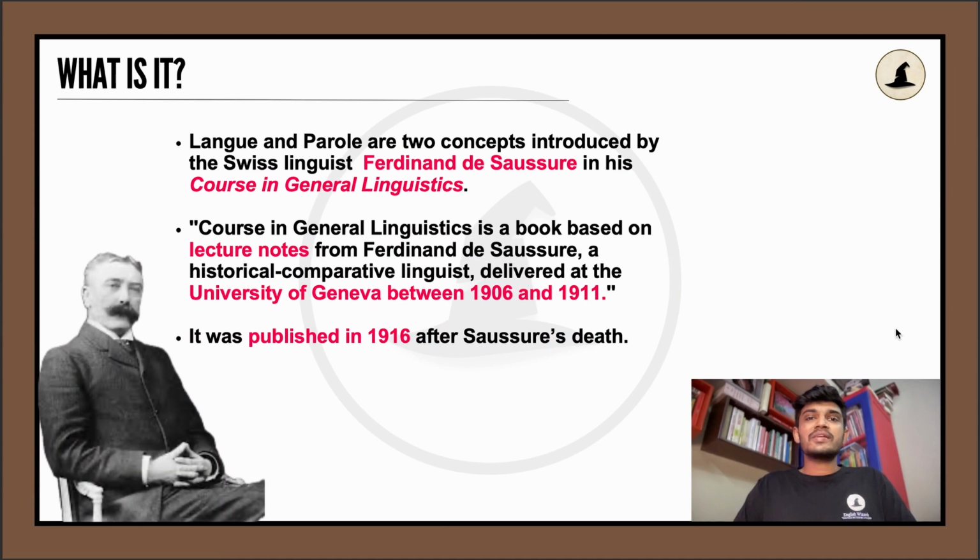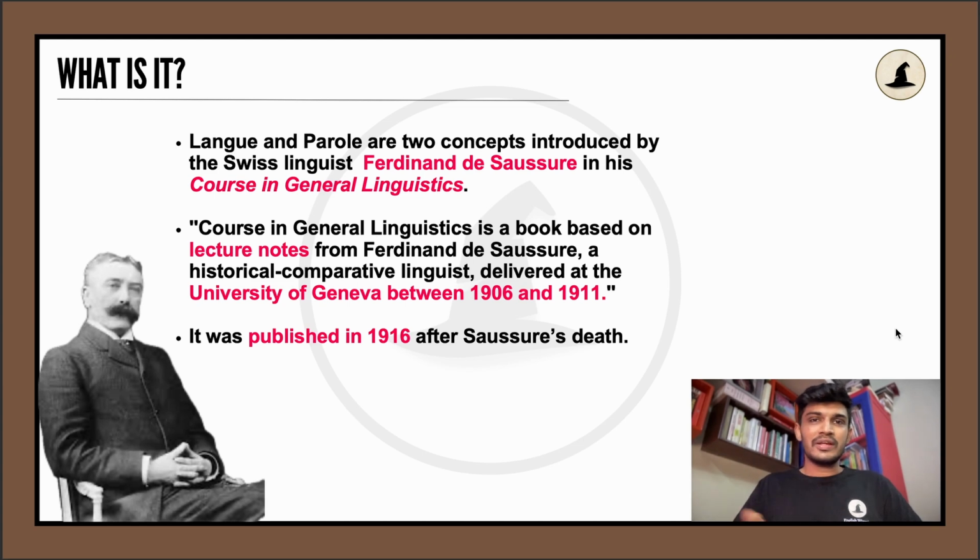Before I try to explain these two words, I just want to put some context to these. One, Langue and Parole are two concepts introduced by the Swiss linguist Ferdinand de Saussure in his work Course in General Linguistics. So we learn two things now. One, it is introduced by Ferdinand de Saussure. Second, it is introduced in his work Course in General Linguistics.